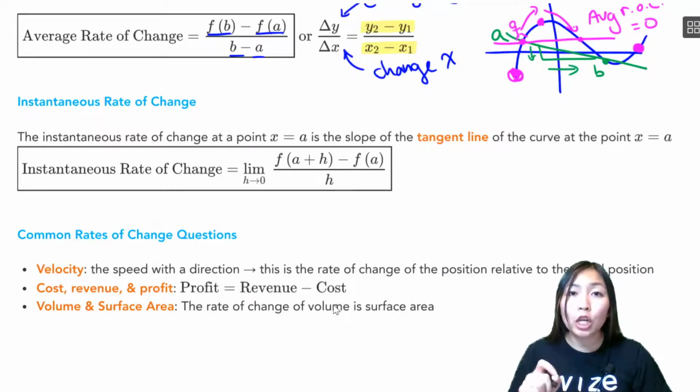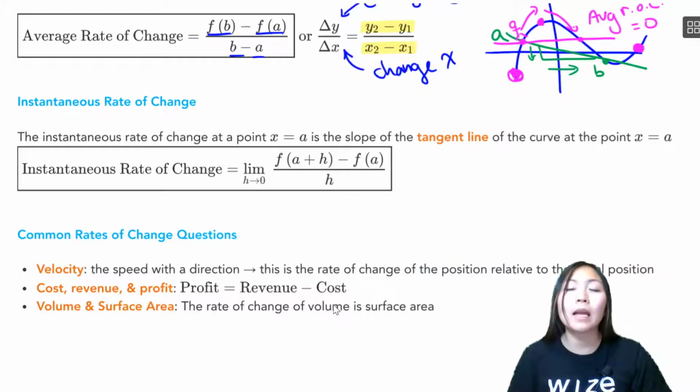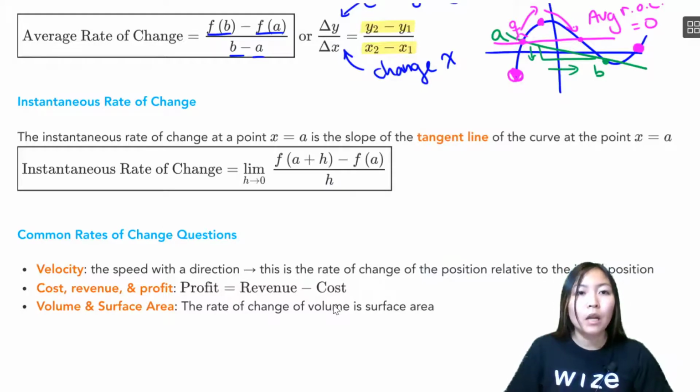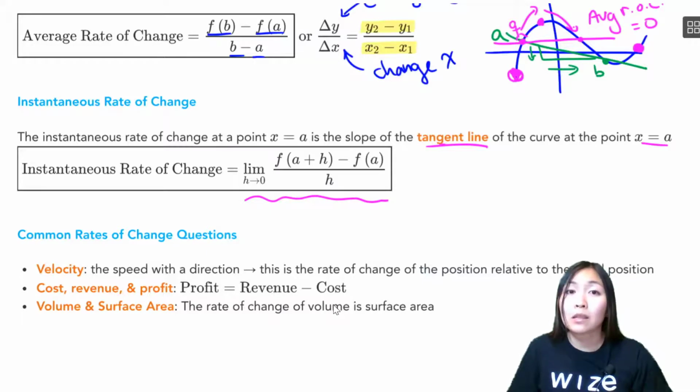Any small change in my x, any small change in my independent variable results in a rate of change. That rate of change is the instantaneous rate of change, okay? So we can relate that to slope again. The instantaneous rate of change at a point x equals a is the slope of the tangent line at the curve at the point x equals a. In the previous section, we talked about slope of the tangent line, and that is calculated using this formula. So it's no surprise that the instantaneous rate of change is calculated using this formula.